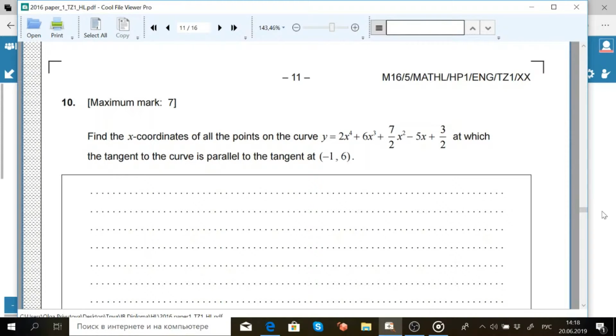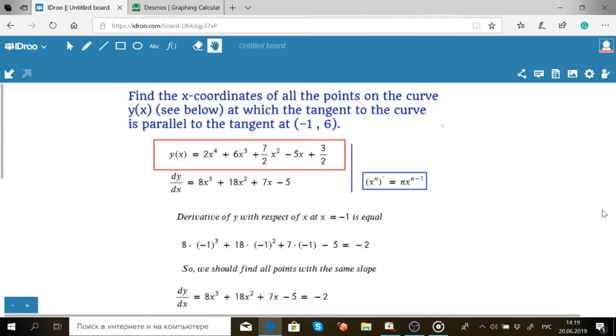This particular exam was held in May 2016. The problem itself: we are asked to find the x-coordinates of all the points on the curve y of x, given by the function, at which the tangent to the curve is parallel to the tangent at the point (-1, 6). Let's go to the whiteboard.